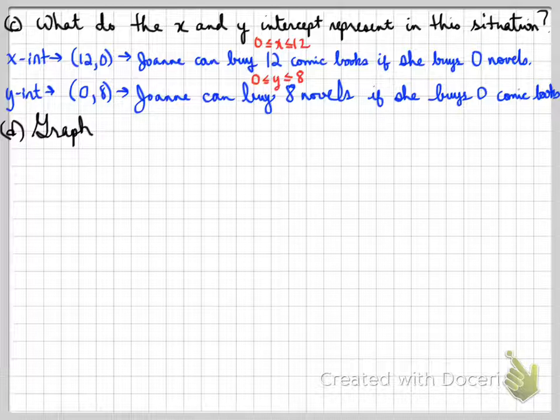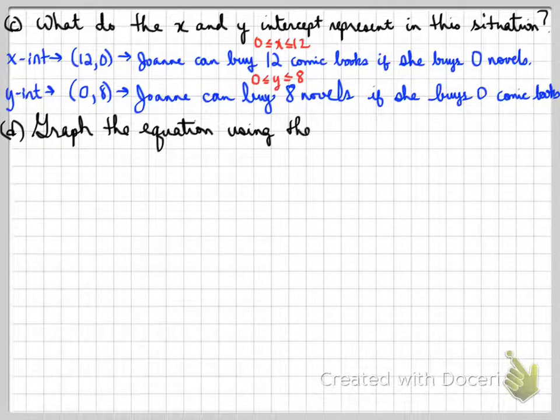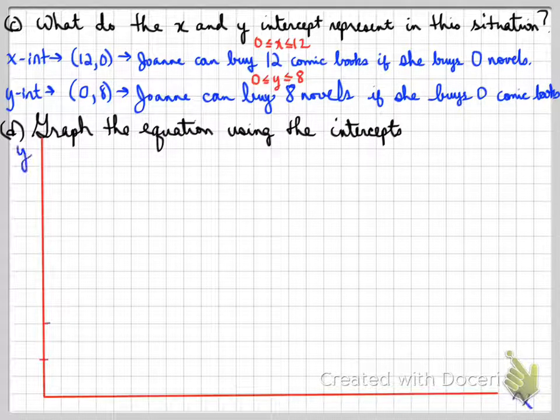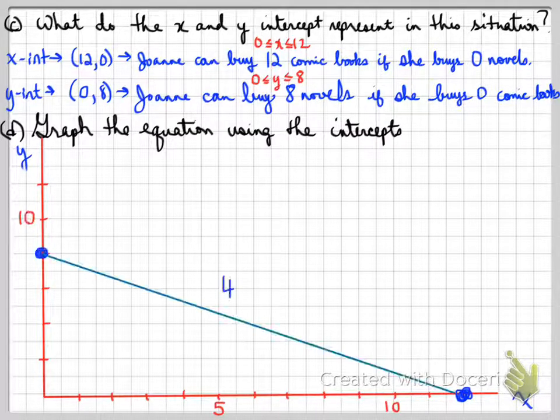And this 0, folks, has to do with the fact that you can't buy less than 0 books. So these two have nothing to do with the actual coordinates. Note that these numbers are the minimum you can buy. You can't buy negatives, so that's why we have to start at some number, which is 0. So these are restrictions on the variable. Part D says graph the equation using the intercepts. So we're going to graph the equation using the intercepts.